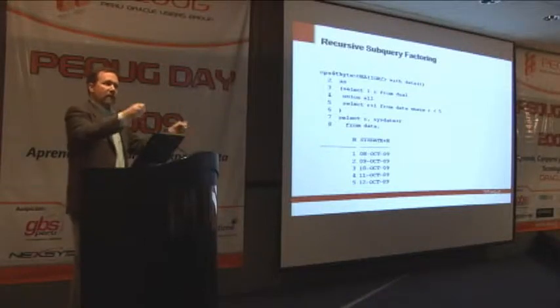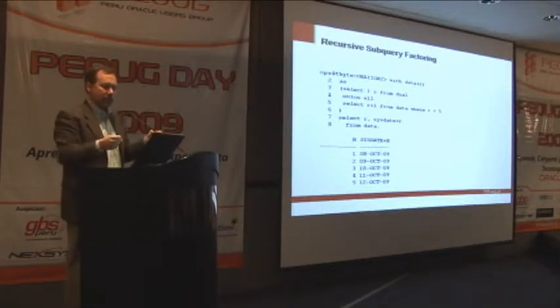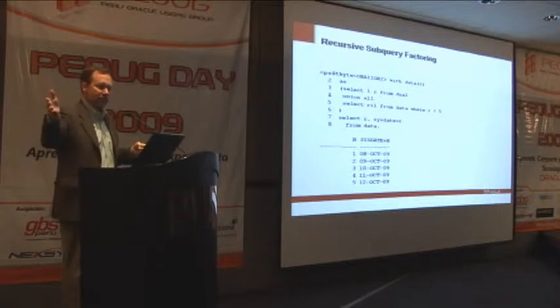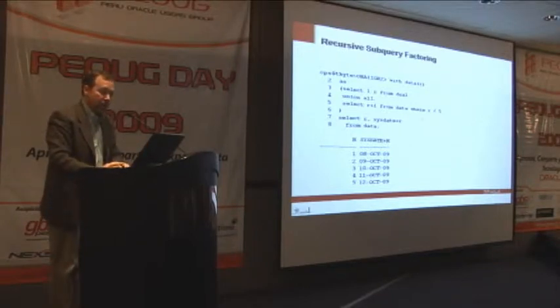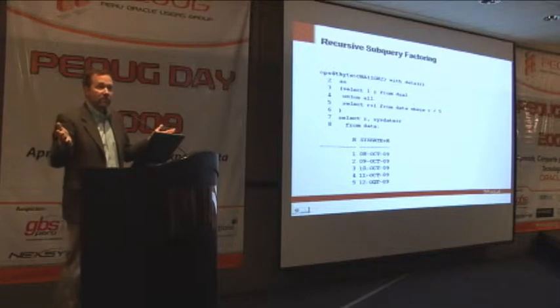2 is less than 5, so we generated that row and we feed it back in. And we select 2 plus 1 from data, where 2 is less than 5, and so on. And eventually we end up generating 5 rows. Then we can select R, sysdate plus R from data, and we just sort of generated some data here.